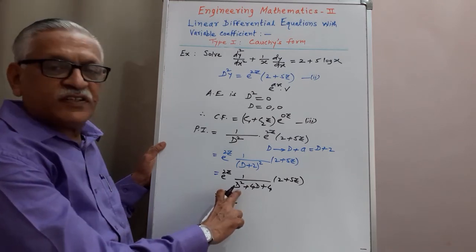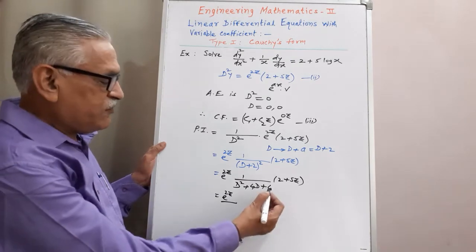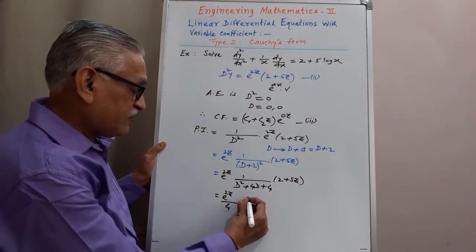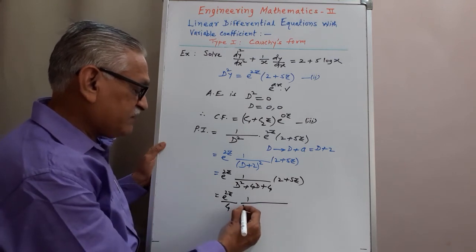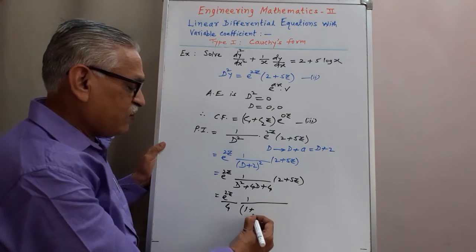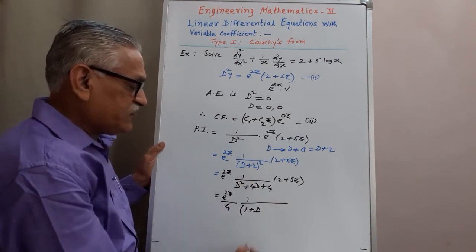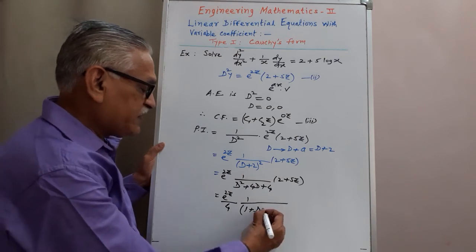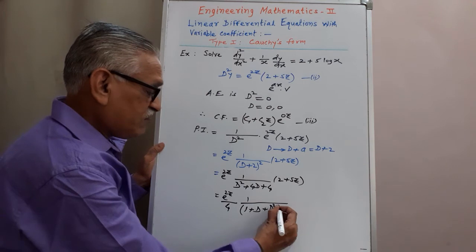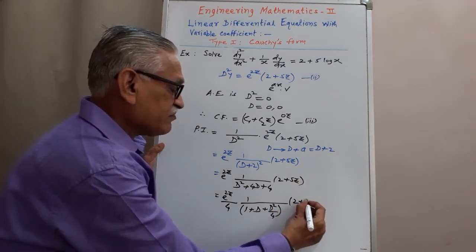Therefore, the degree of the first term is 2, the second is 1, and the last term is 0. Therefore, we take 4 common from this. The remaining terms are, here it remains 1. From 4d, if we take 4 common, it remains d. And from d square, if we take 4 common, it becomes d square by 4. And then we have to operate on 2 plus 5z.